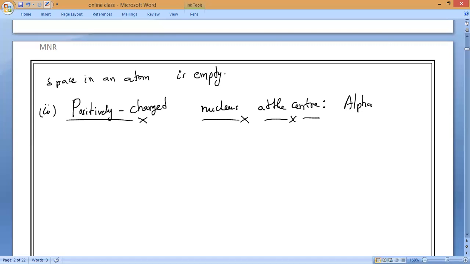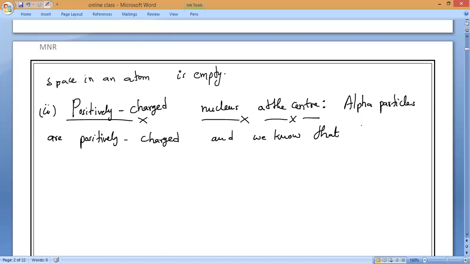Write the notes properly. Alpha particles are positively charged particles, and we know who will show repulsion. Only the same charge will show repulsion. We know that same charges repel each other.